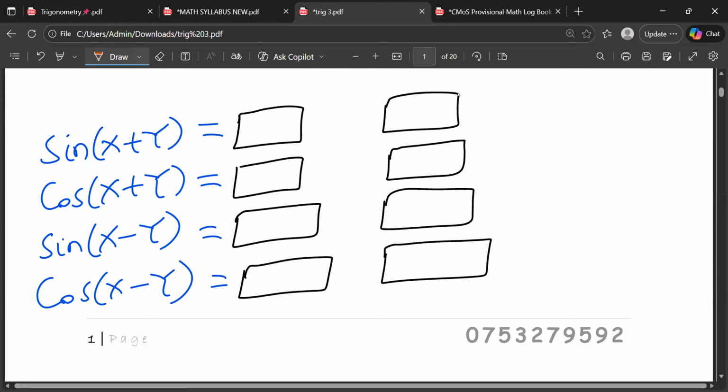You're going to put a plus because for sine, the operation does not change. For the second one, we are going to put a minus because for cos, it changes the sign. Then for the third one, we are going to put a minus because the sign does not change for the sine. So for the fourth one, we are going to put a plus because the cos changes the operation sign.